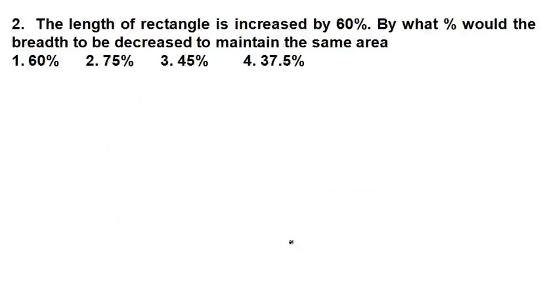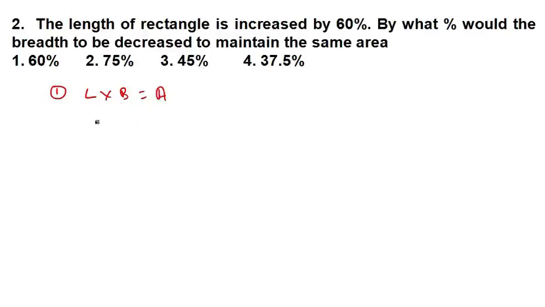This is almost the same question, I have just changed the data, nothing else. So I want you to attempt it. The length of a rectangle is increased by 60%. By what percent does the breadth have to be decreased to maintain the same area? Do it. The first method is length into breadth equals area. This is a formula. Area of a rectangle means length into breadth.